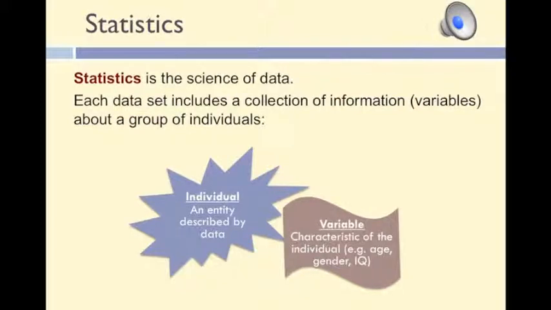Each piece of information that we collect is called a variable, for example, age, height, weight, and so on. We call it a variable because although we collect the same type of information from every individual, the values recorded will most likely vary from one individual to another.